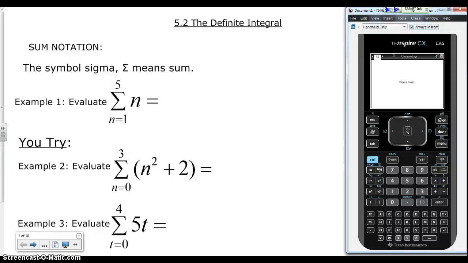Hi y'all, in this video we're going to talk about section 5.2 from your textbook, the definite integral, and you're definitely going to want your calculator for this. So if you don't have your CAS, stop the video and go grab it so that you can use your calculator while you're working through these notes.